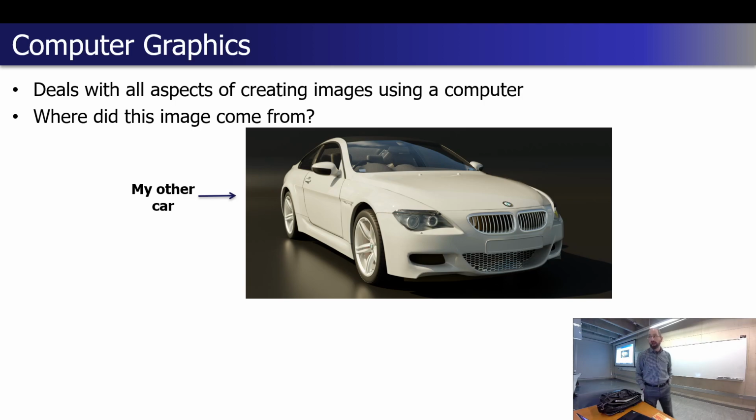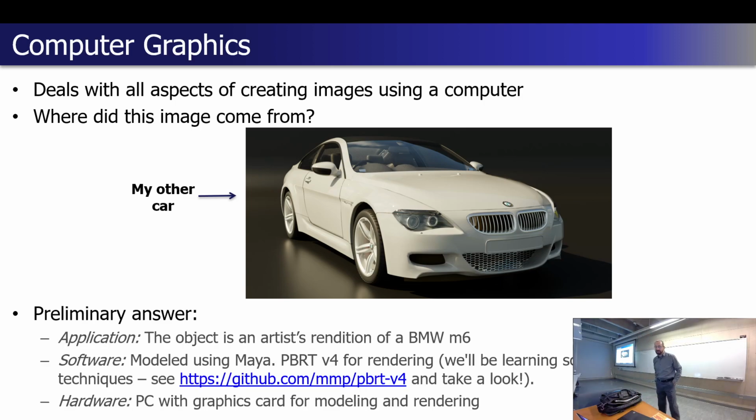So computer graphics, to start with, at the highest level, deals with all aspects of creating images using a computer. If it uses a computer and it creates an image, it is computer graphics. So where did this image come from? This is my other car, not the one I drove today. This image is an artist's rendition of a BMW M6. In terms of how it was modeled, my best guess is it was modeled using Maya.